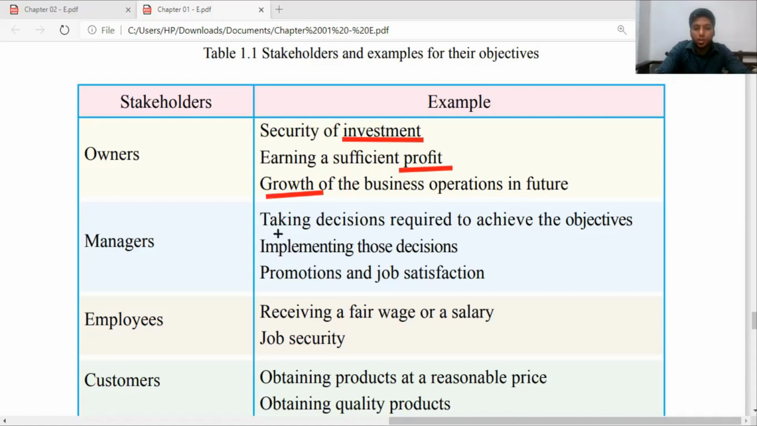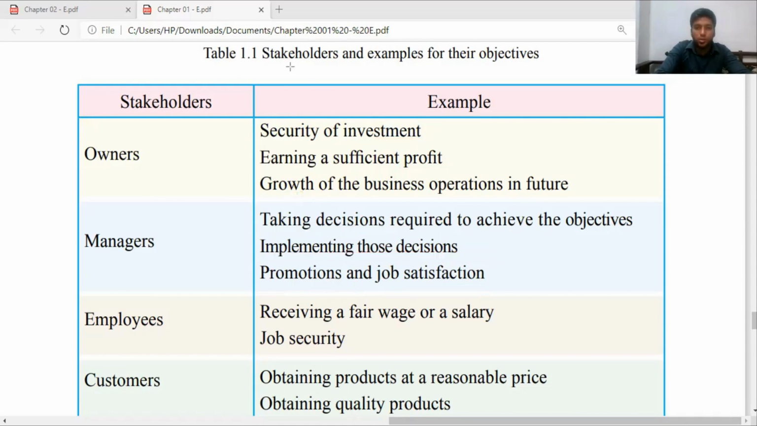Then managers, we have taking decisions required to achieve the objectives, implementing those decisions, promotion and job satisfaction. So taking decisions, implementing those decisions, promotions, job satisfaction. So remember these terms. These terms are going to give you marks on paper. Let me clear this.